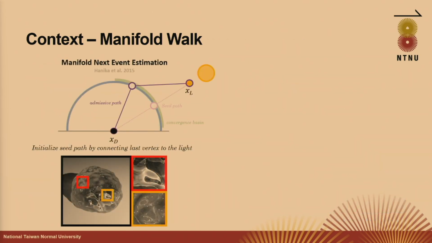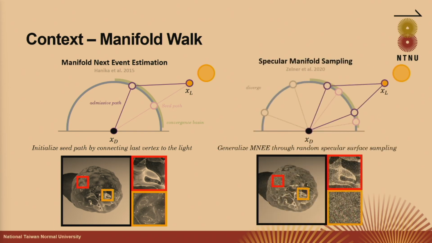The first to utilize this property of finding the specular path is manifold next event estimation. They initialize their C path by connecting the last vertex to the light source. This allows them to efficiently sample refractive caustics, but they cannot handle reflective caustics well, and they can only find one solution even if multiple exist. So later on, specular manifold sampling tried to resolve all of MNEE's problems by introducing random sampling into their process. They uniformly sample specular vertices from all specular surfaces in the scene to serve as the C path vertices, which allows them to find all potential solutions but introduces a lot of variance into the final image.